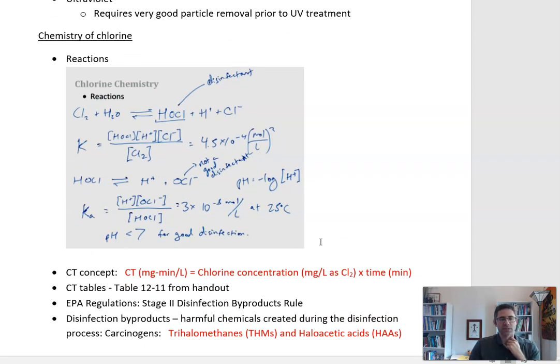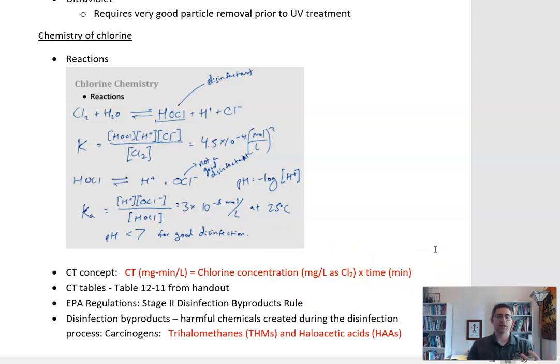How do we actually put this into practice if you wanted to disinfect at a treatment facility? And how are the regulations written to make sure that we're disinfecting properly? It comes down to this CT concept. And CT essentially stands for chlorine time, and the units are milligrams minutes per liter. And it's the chlorine concentration, how much you have in the disinfection process, times the time that you're giving it.